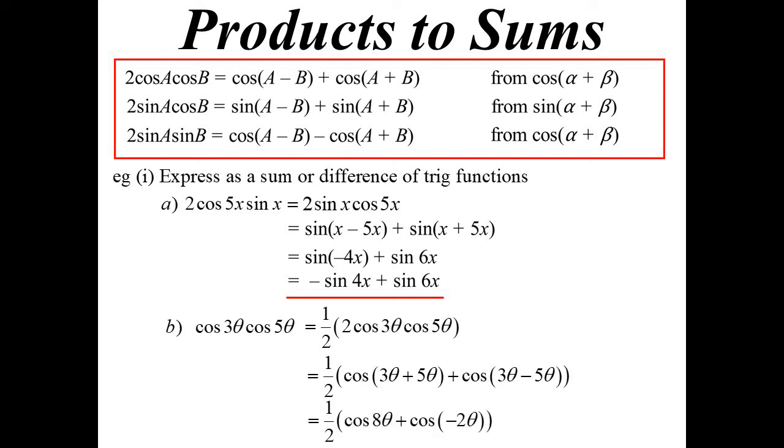So I've ended up with a half cos 8 theta plus cos minus 2 theta, because cos is an even function, so that would be the same as just cos 2 theta.